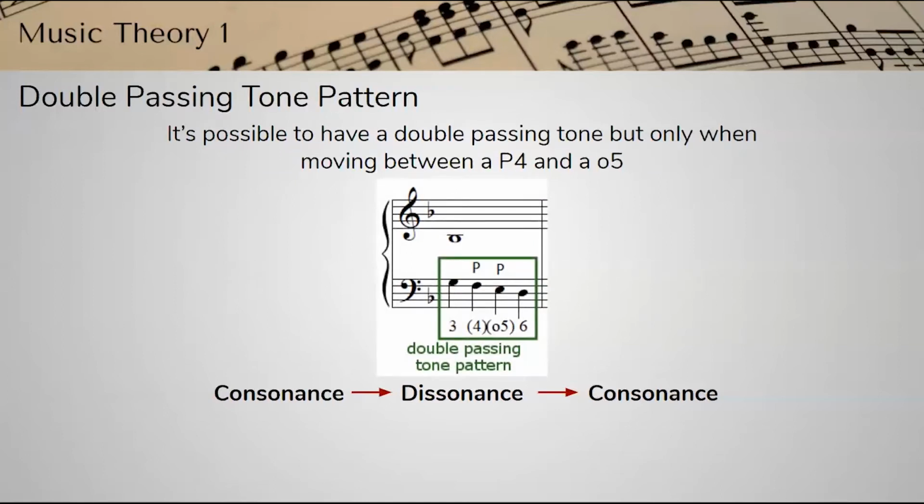So between the G and the B flat in this example is a consonant third, but then we'll step down as a passing tone to a fourth, and then if we keep stepping, we get another passing tone, a diminished fifth, and then that resolves finally to a consonant sixth.